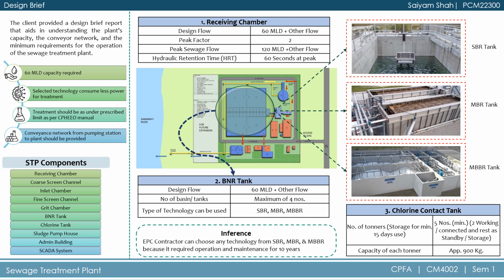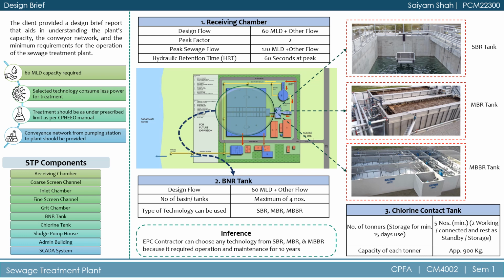The first component is the receiving chamber, which includes a minimum design flow of 60 MLD with a peak factor of 2. So the peak sewage flow will be 120 MLD and the hydraulic retention time will be 60 seconds at peak. Another component is the biological lateral removal tank, whose design flow is 60 MLD, with number of basins not more than 4, and the type of technology used will be SBR, MBR or MBBR.